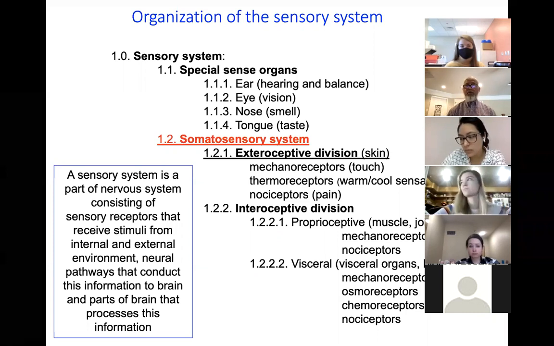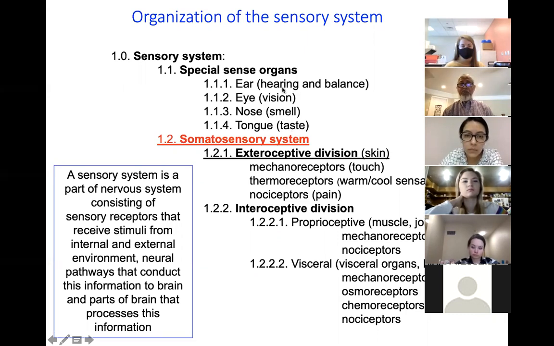So when we talk about sensory system or sensations, they are divided into two major groups, okay? One is classified as a special sensation. The special sensation includes the hearing and balance. These are two of the special sensations. And then that includes vision, and that includes smell and taste. So hearing, balance, vision, smell, and taste, they are a group of sensation. We call them special sensation, right?